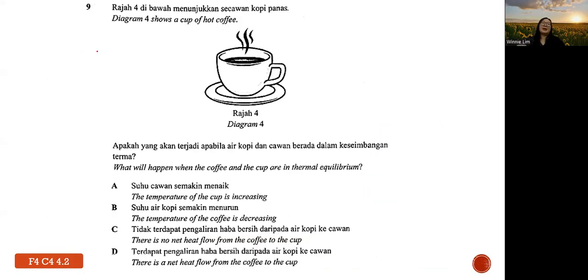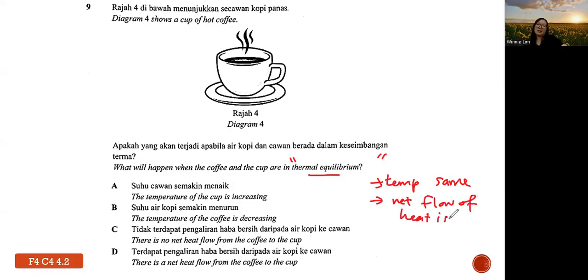Okay, number 9. Diagram 4 shows a cup of hot coffee. What will happen when the coffee and the cup are in thermal equilibrium? So the concept of thermal equilibrium is when two objects are in thermal contact, at the end, what happened? The temperature is the same. And the next concept is the net flow of heat is 0. So this is the concept of thermal equilibrium.